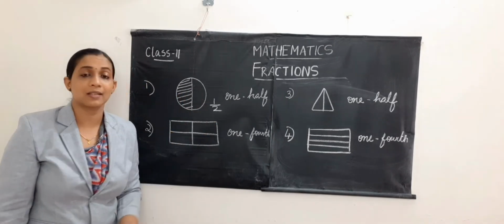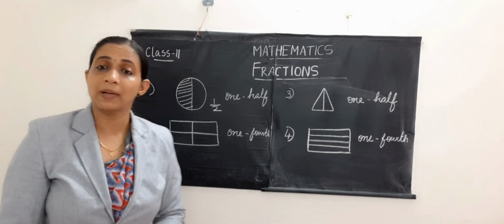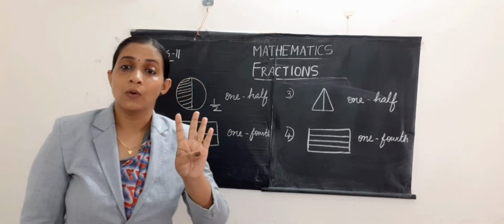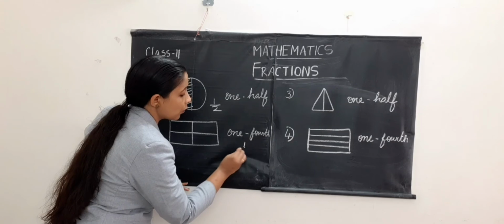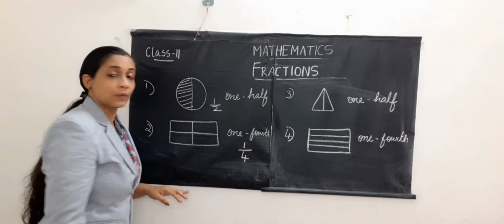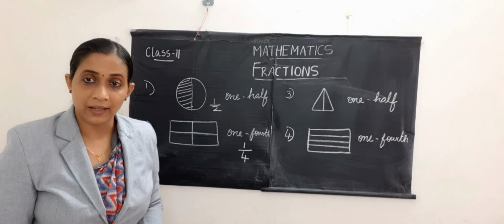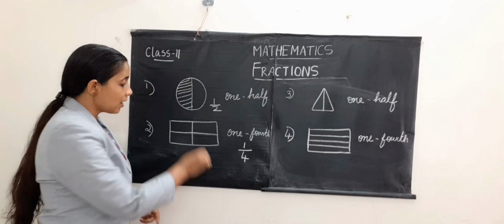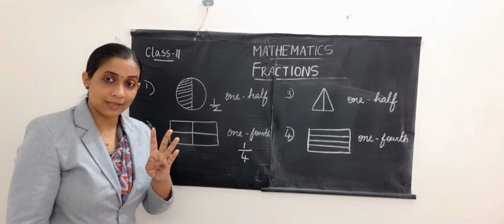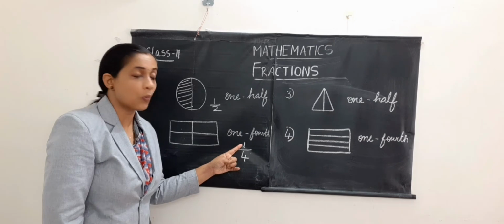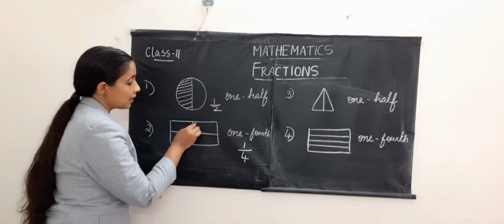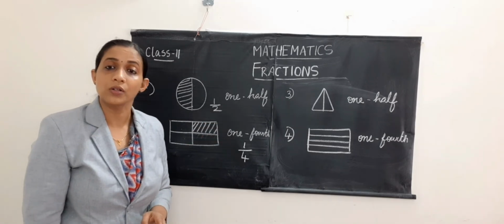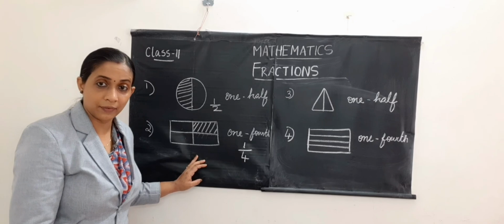Now the second question is 1/4. What do you mean by 1/4? 1/4 means one part out of 4. How will you represent it? 1/4. So how many parts do you have to color? 1. See here, 1, 2, 3, 4. 4 parts are there. You have to color 1. You can color any one portion. So this is 1/4.